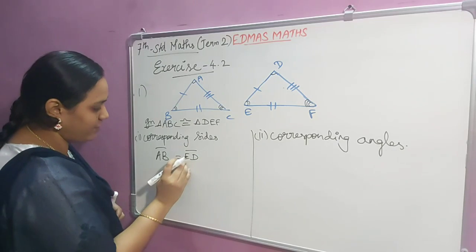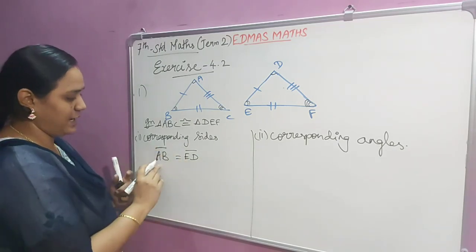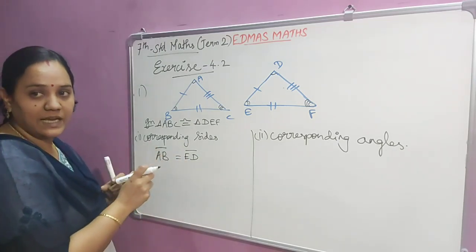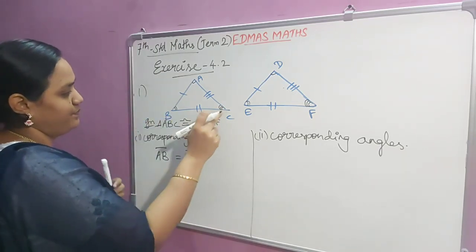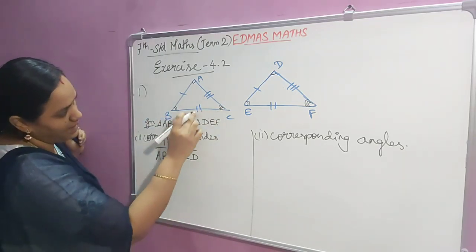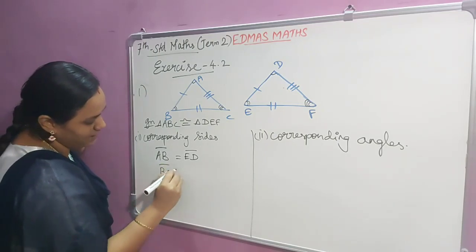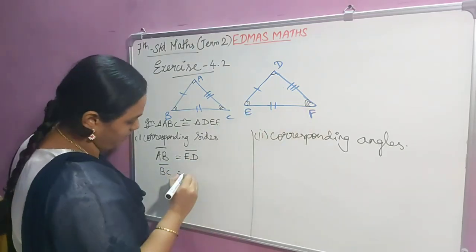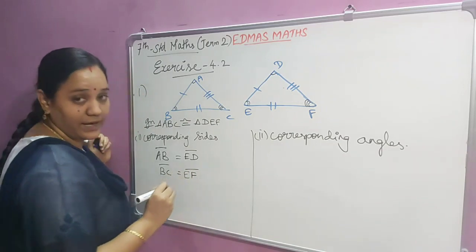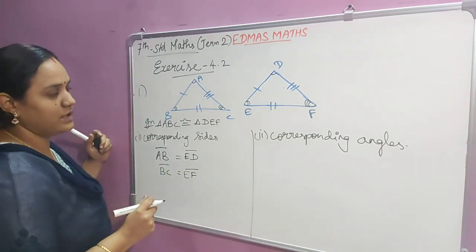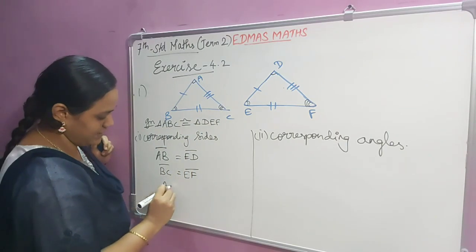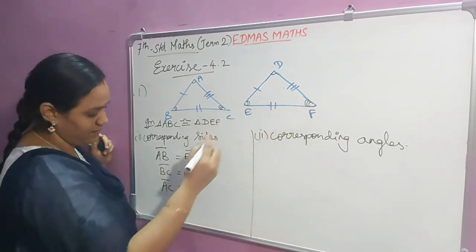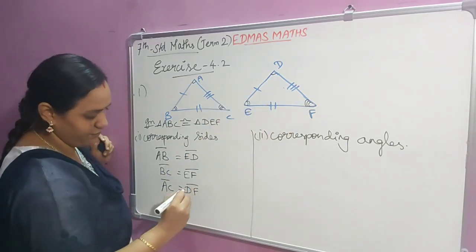Okay. So I have drawn one line above this AB, which represents the line segment. Now next is double line. So BC is equal to EF. Right. So third one. What is the third one? Triple line. So here the triple line is AC and here DF.